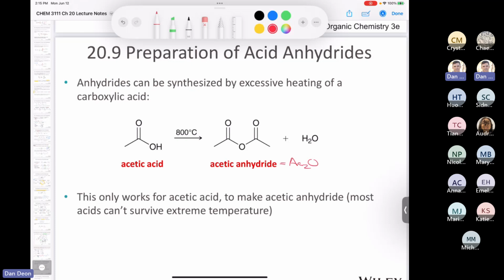If you take acetic acid and heat it up really high, 800 degrees, that's a lot of heat, you make acetic anhydride and drive off water. The only thing about this reaction is it only works well for acetic acid, because other carboxylic acids can't survive the extreme temperature. So really this is just a one-off reaction, good for this one thing, making acetic anhydride.